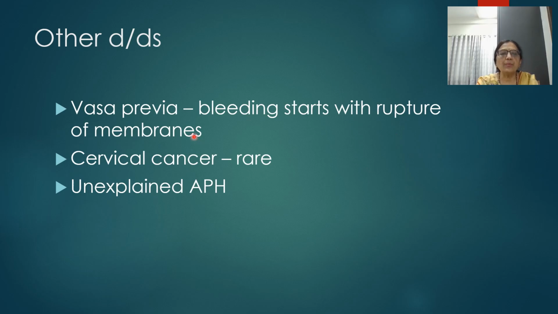Other differential diagnoses are vasa previa, where the bleeding starts typically with the rupture of membranes. Cervical cancer: on per speculum examination, we can differentiate between the other causes of APH and cervical cancer. And there is a category called unexplained antepartum hemorrhage, where the exact cause is not known even after the delivery of the patient.